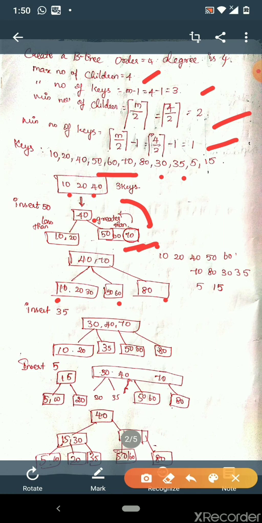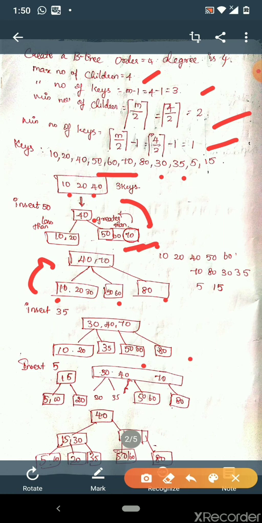So here we are going to move this 30 to the root. So now the root node will be 30, 40, 70. I'm going to insert 10, 20 on the left and 35 at the right because 35 is greater than 30. And at the right side of the 40 you have 50, 60 because it is greater than 40. And at the right side of the 70 we are going to insert 80.